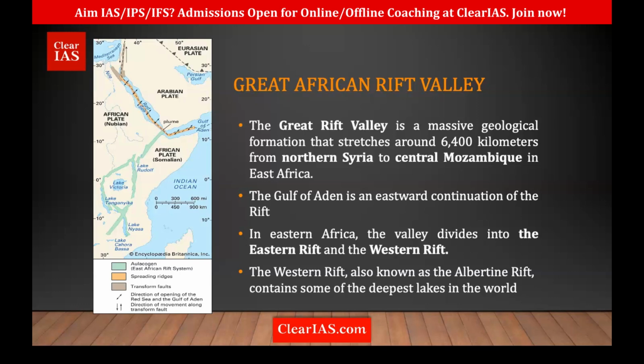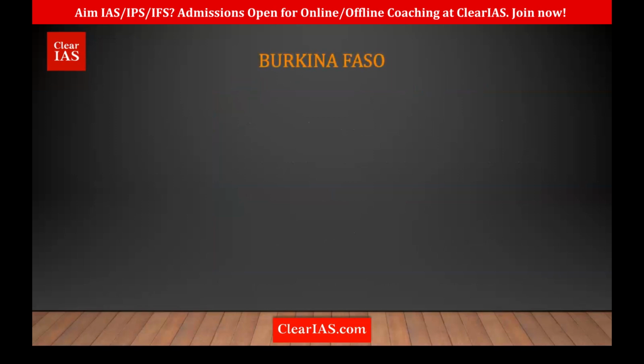So there's a Nubian plate and a Somalian plate, which are also drifting apart. Basically, this is the Arabian plate and this is Africa. It's splitting like this, and in Africa, it is splitting like this. So yes, that is the Great African Rift Valley.